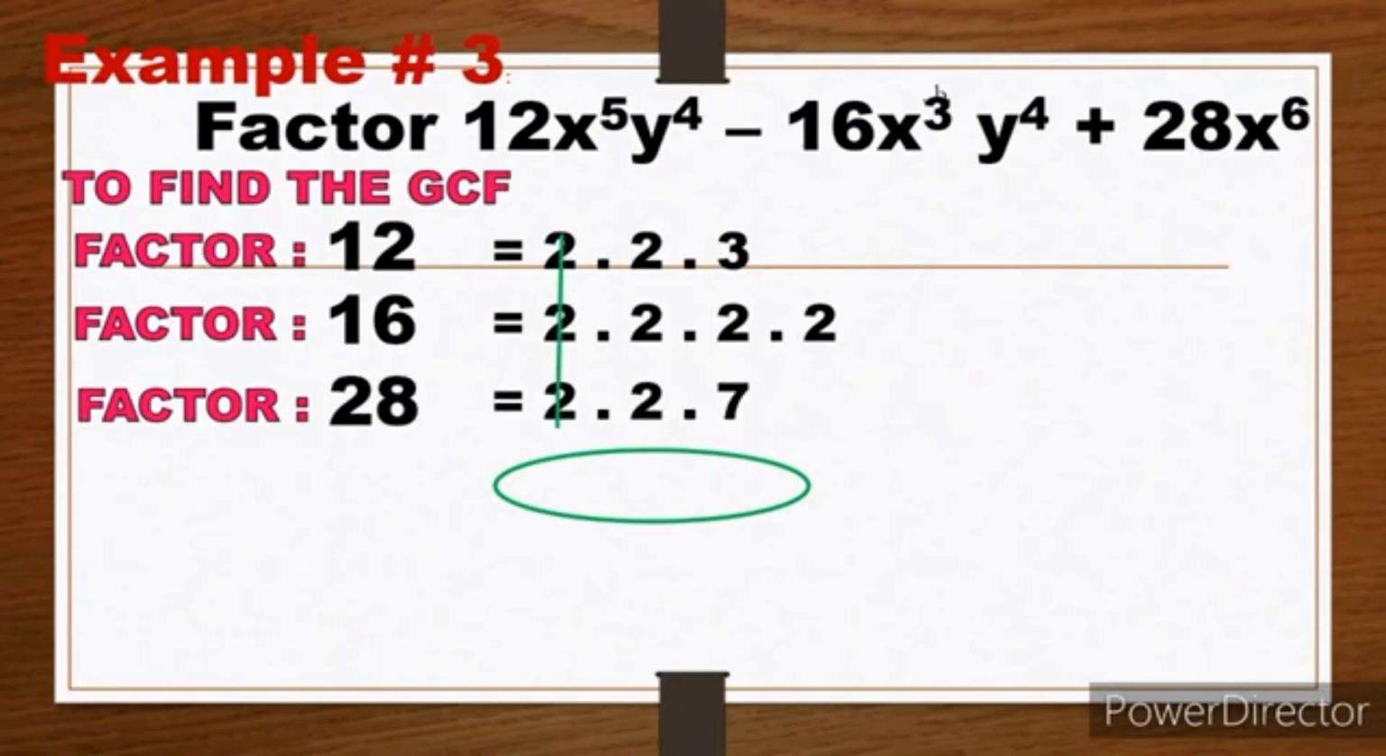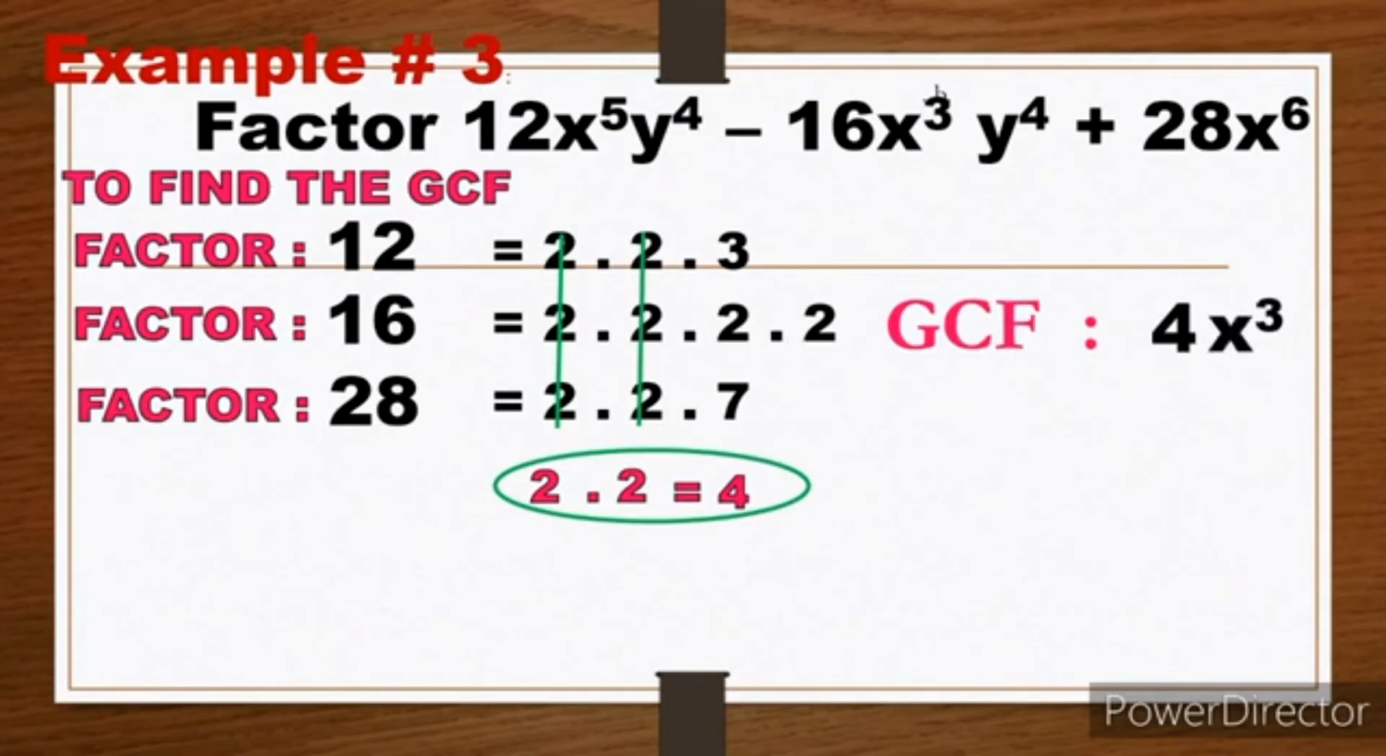Then, we're going to get the common factors. We have 2. Then, another one is 2. So, 2 times 2 equals 4. So, that is the GCF of the given polynomial, 4. Okay, for the variables, we're going to find the least exponent, yung may pinakamababang exponent which is common doon sa tatlong terms. So, ang pinakamababang exponent ng x is x cubed.